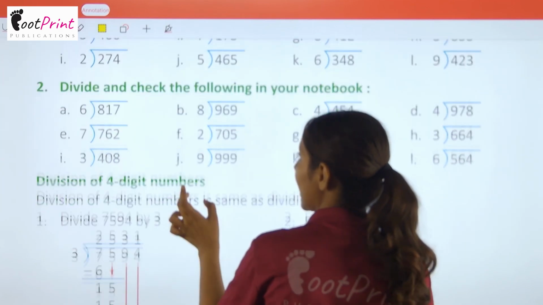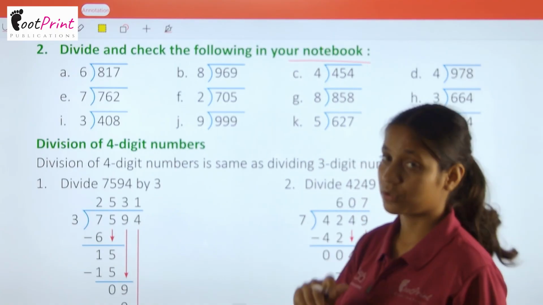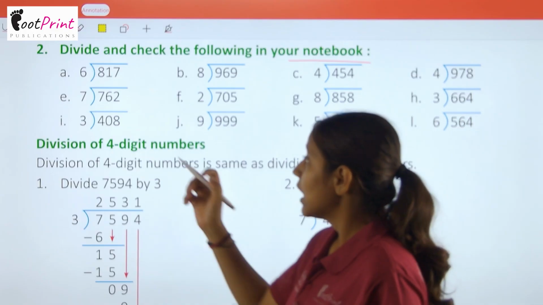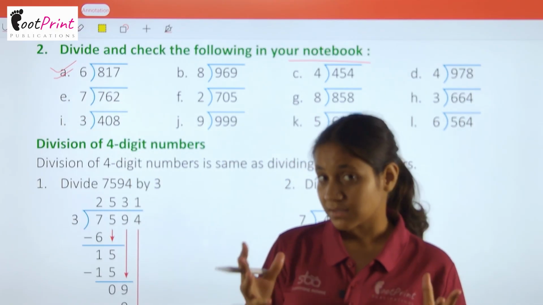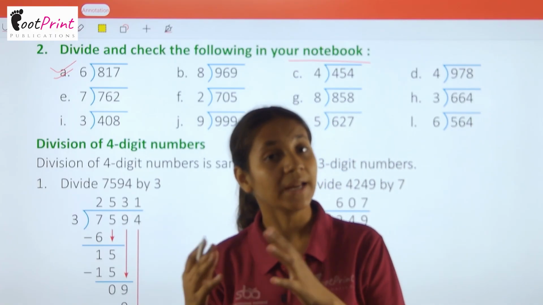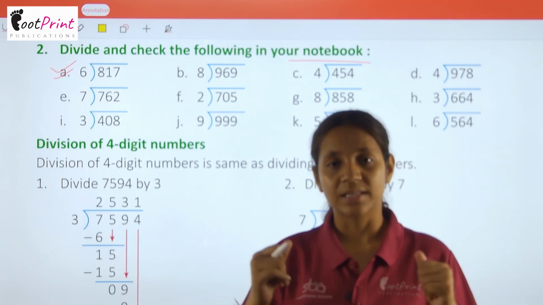Now we have question number 2. Divide and check the following in your notebook. So similarly आपको यहाँ पे भी क्वेश्चन करना है डिवीजन का, देन हमें उसे चेक भी करना है. And we all know आंसर चेक करने का फॉर्मूला क्या होता है? Quotient multiply by divisor plus remainder. As an answer we will get the dividend.